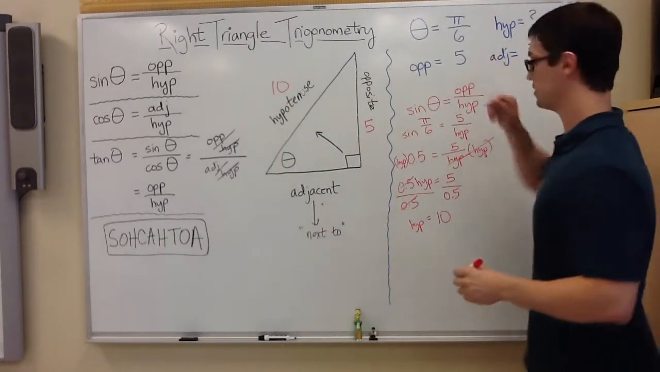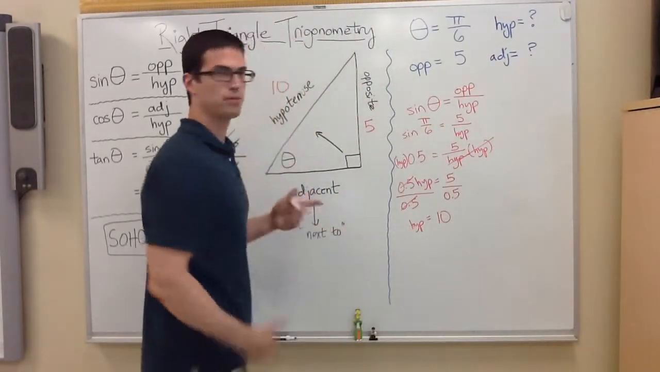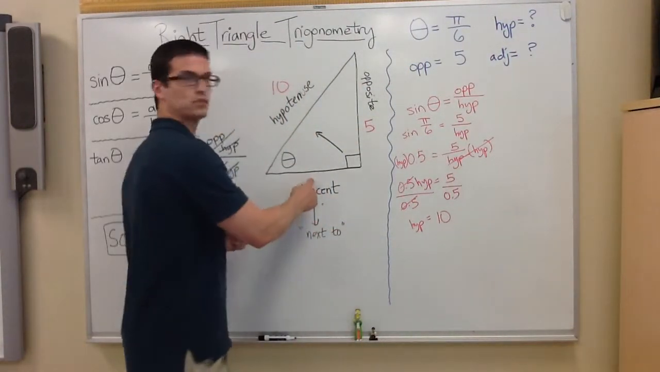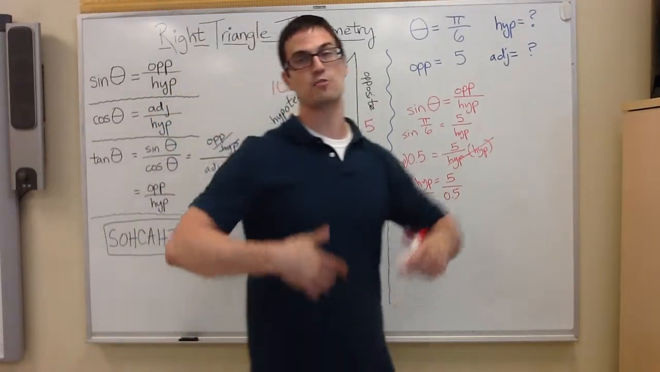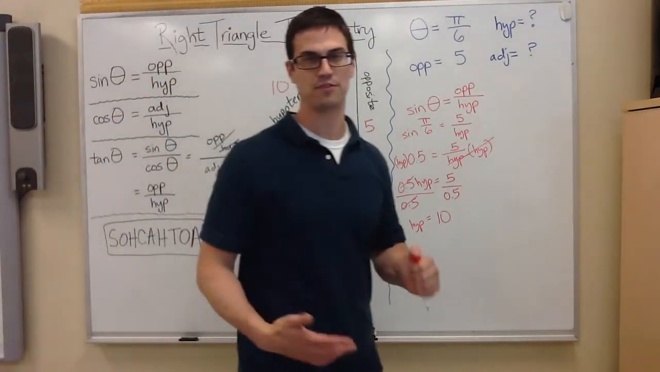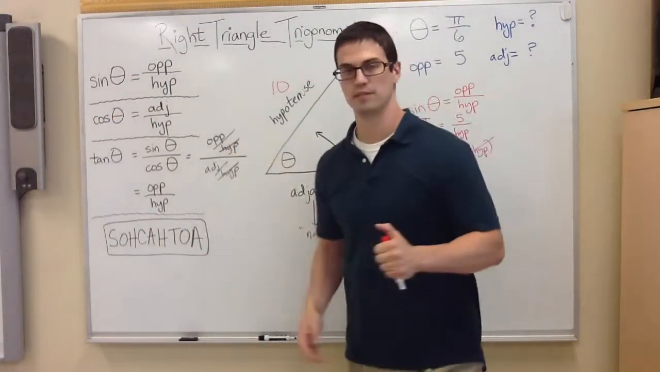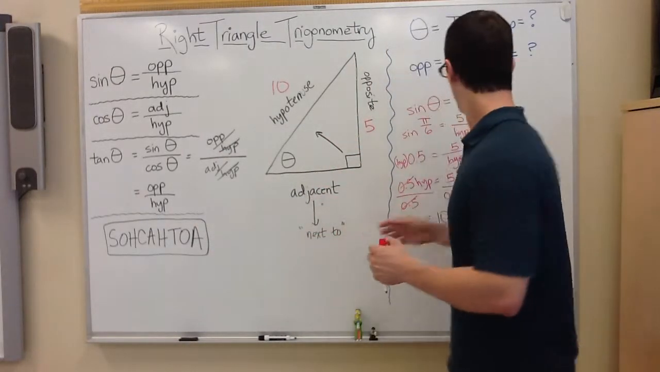Now we're looking for the adjacent. Now you can do this two different ways. One way is you can use Pythagorean theorem. You know that this side squared plus this side squared has to equal this side squared. So if you want to use Pythagorean theorem, you can do that. Or if you want, you can use trig. Either way, you'll get the same answer, and that's the beauty of trigonometry. It just ties right back together to the geometry that we learned before.